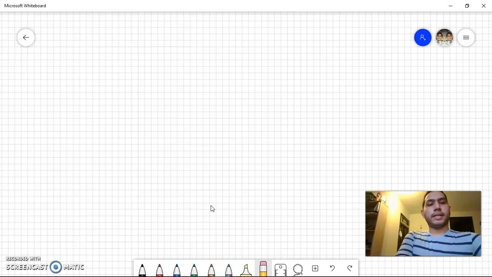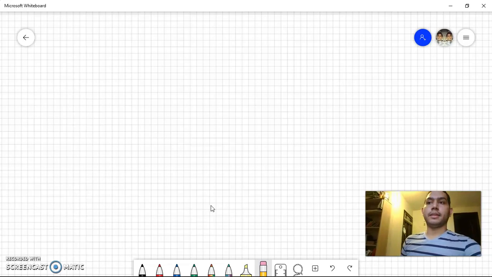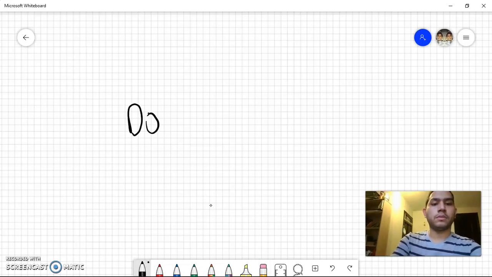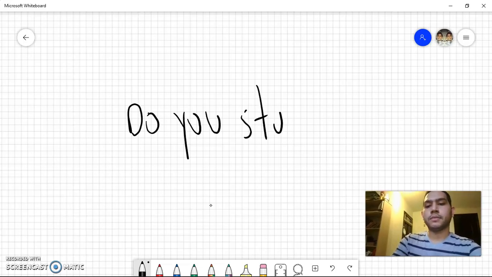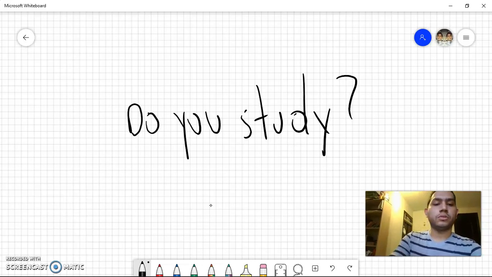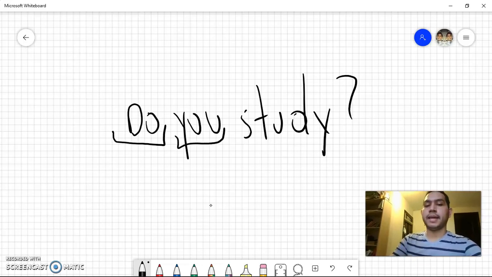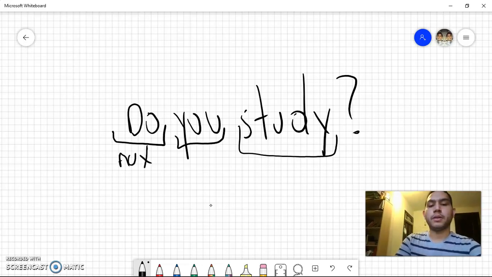So the first thing we need to know is the structure that the simple present follows in questions. So for this, we have this example. Do you study? With this sentence, I'm going to explain to you how the structure is. So we know that we have an auxiliary verb called do or does, depending on the subject. We have the subject, and then we have the verb, and of course we have the question mark. In this case, we are using the subject you. For that reason, we're going to use do. Do corresponds to the auxiliary verb, you corresponds to the subject, and study is the main verb.